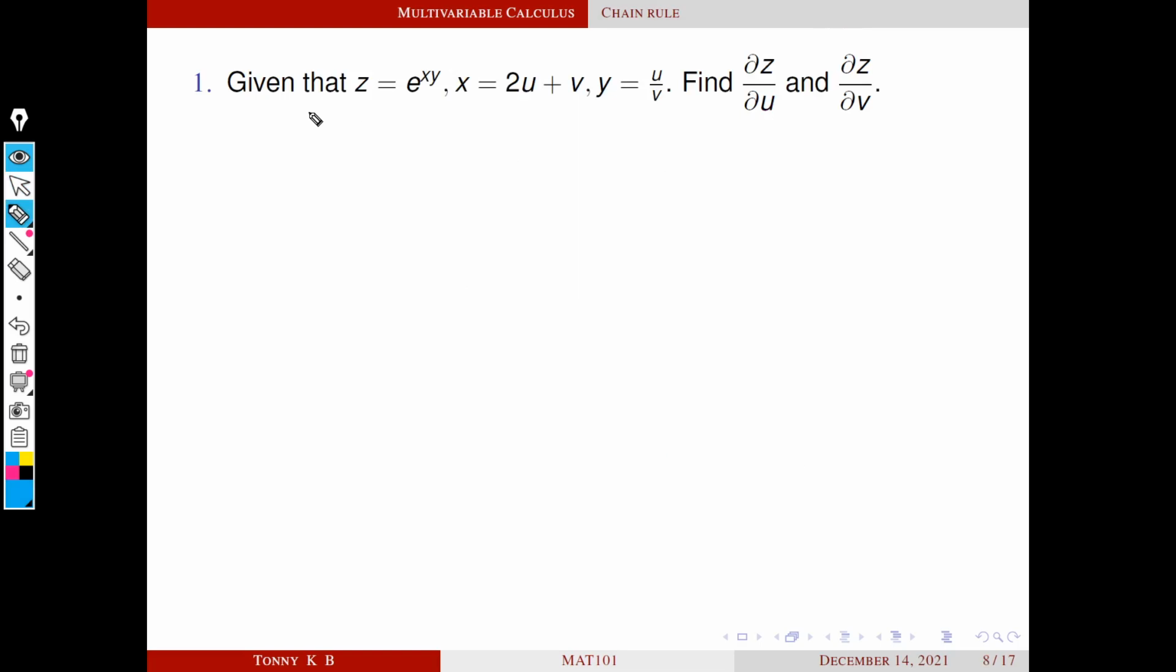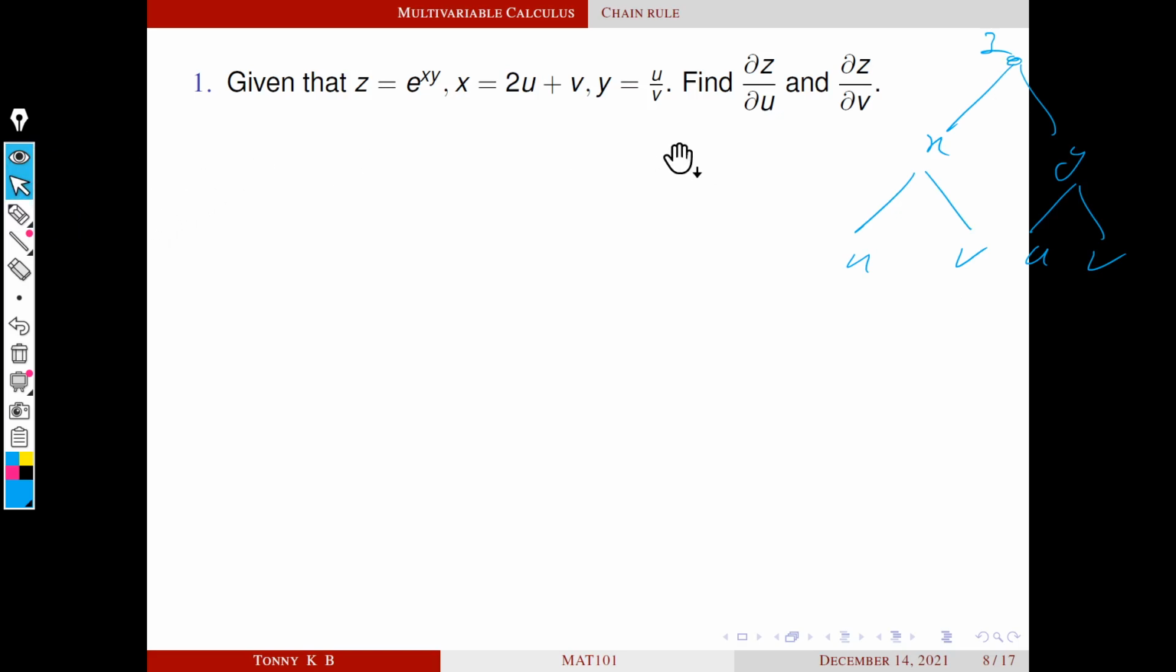Okay, consider another problem. Given that z is equal to e raised to xy, and x is equal to 2u plus v and y is equal to u by v. We have to find dou z by dou u and dou z by dou v. And what is the tree diagram of this problem? We have z depends on x and y, right? And what about x and y? x and y both depend on u and v, right? So you can find the derivative of z with respect to u as well as the derivative of z with respect to v using our chain rule.